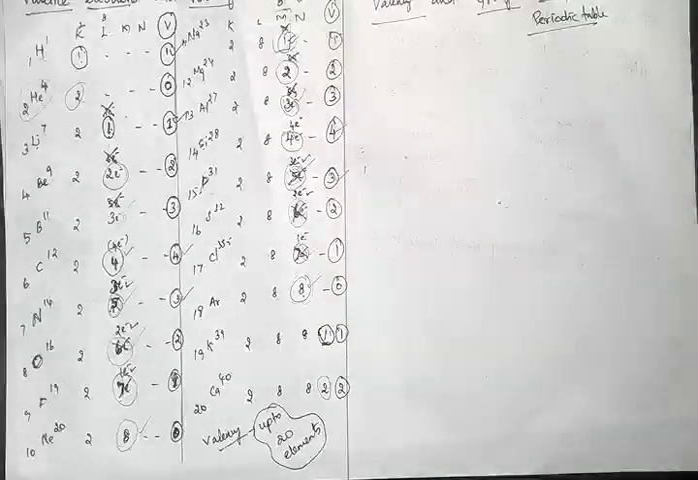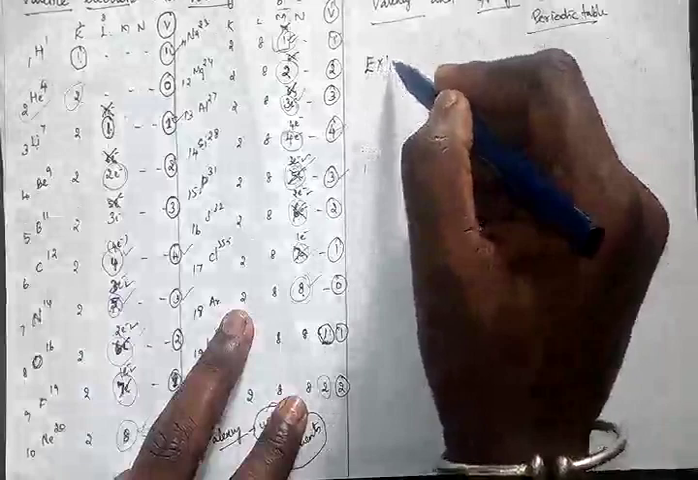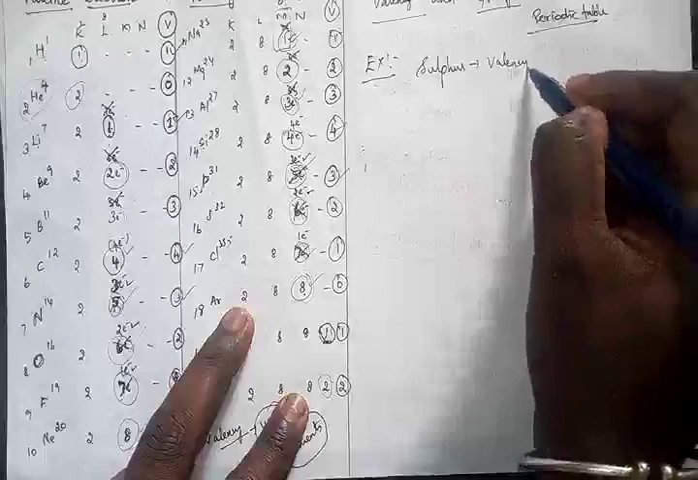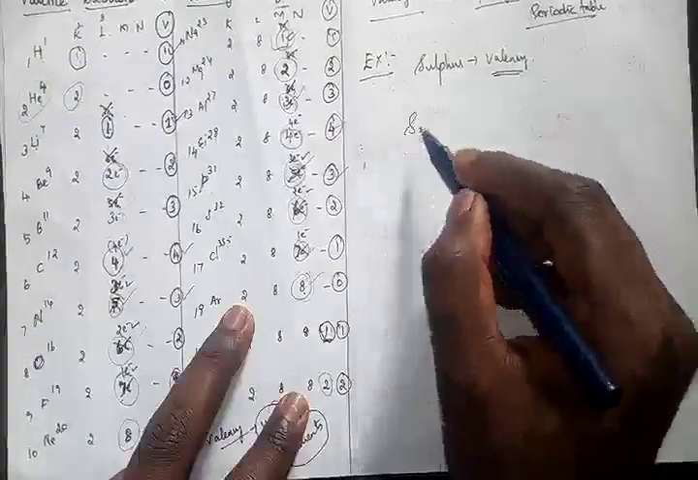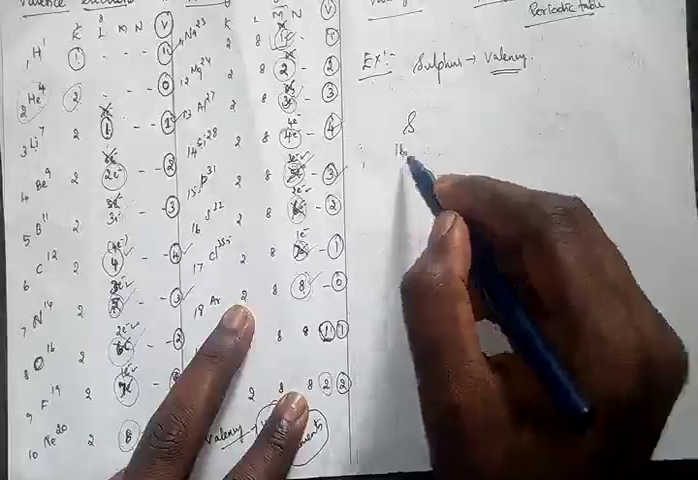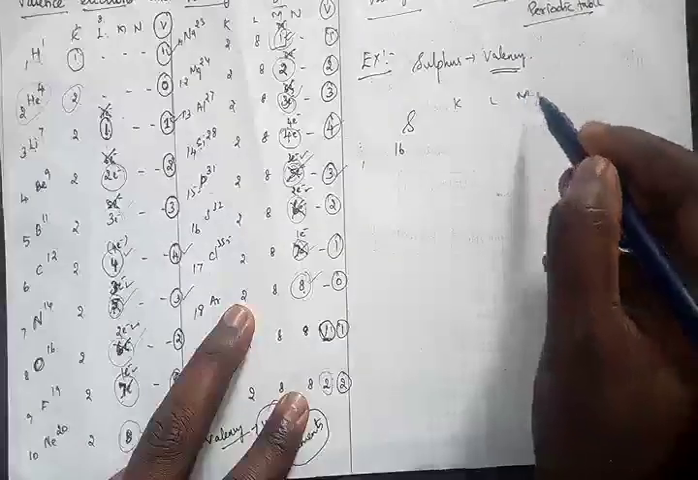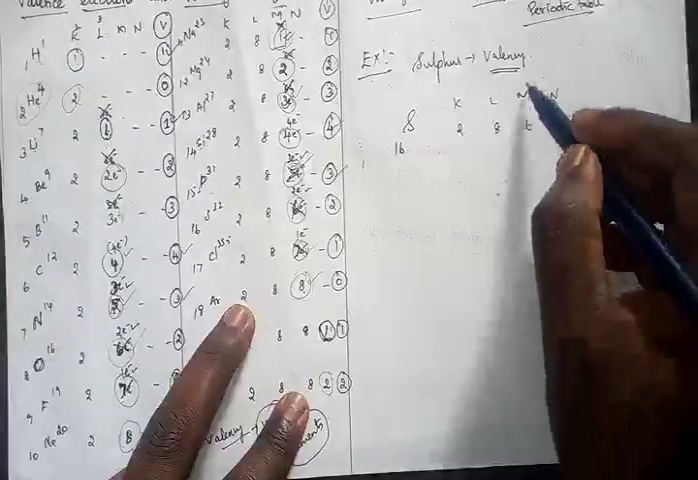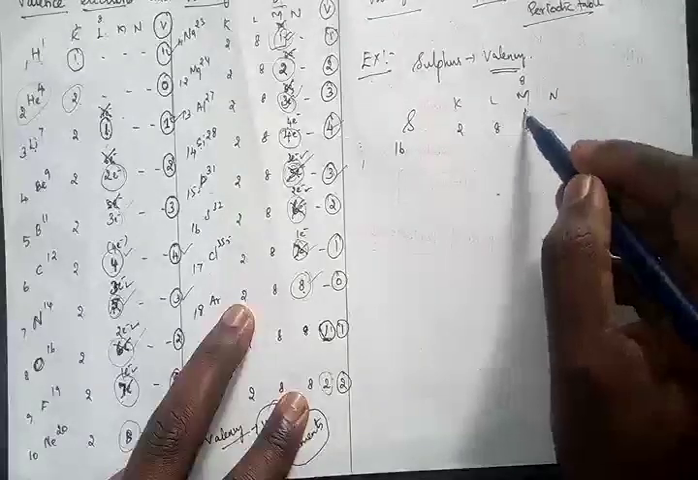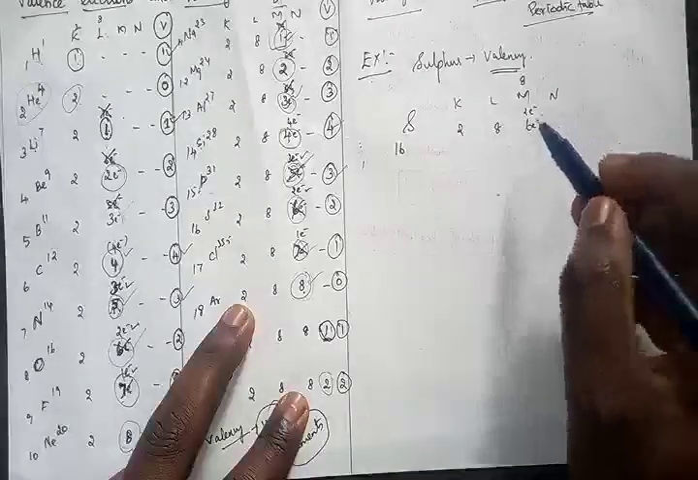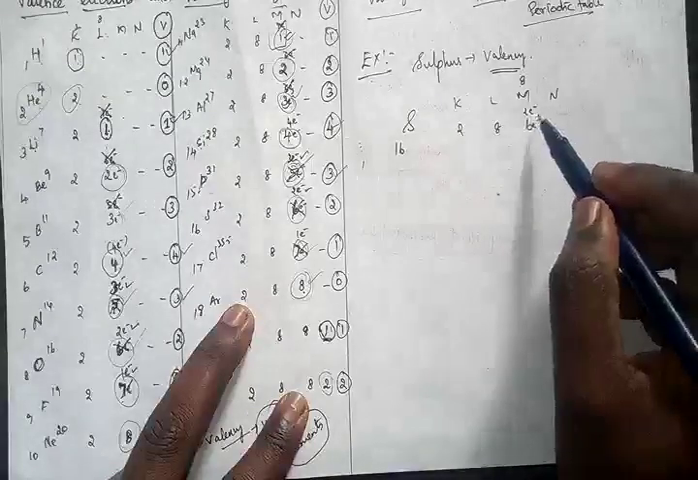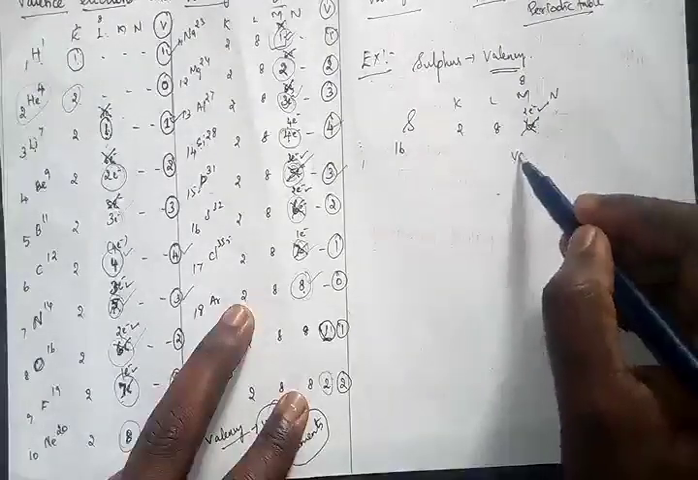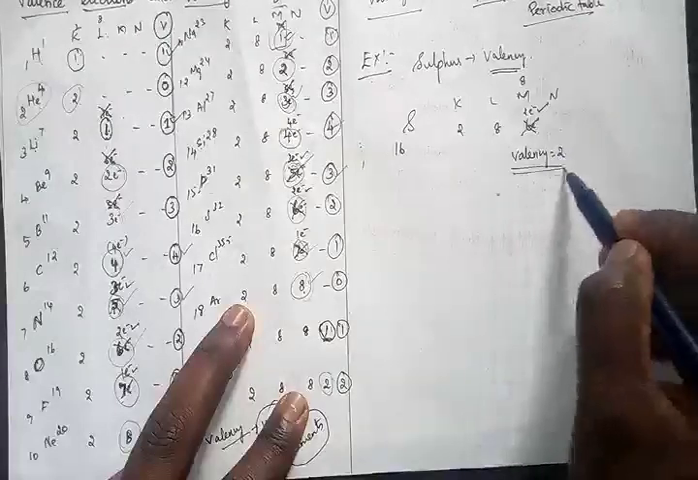Okay, let us see some examples of how to find the valency of sulfur. First, you should know the atomic number. Sulfur's atomic number is 16. Now how do you write the electronic configuration? 2, 8, 6. So the last shell has 6 electrons. The maximum capacity is 8, so it requires gaining 2 electrons or losing 6 electrons. Which is the easy process? Gaining 2 electrons is easy, losing 6 is difficult. So the valency is 2. This is one method we can easily use.